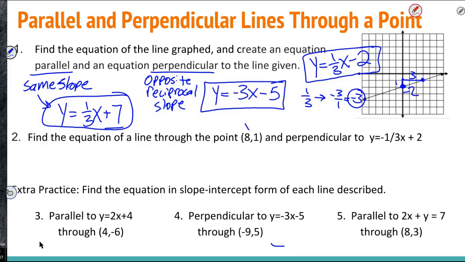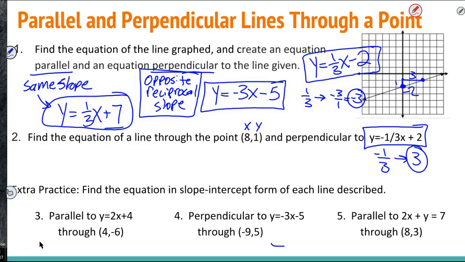I already know that's going to be my x and y, and perpendicular to y equals -1/3 x plus 2. They're giving me this equation only because I know mine needs to be perpendicular. I know what perpendicular means. It means opposite reciprocal slopes. So my line has to have a slope of positive 3/1, which is 3. So that's my m. 8 and 1 are my x and y.